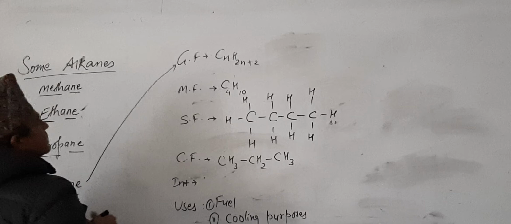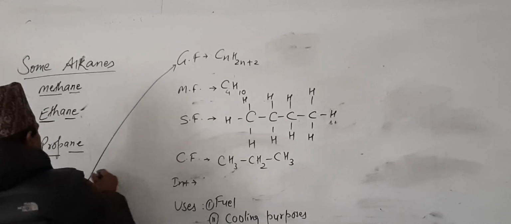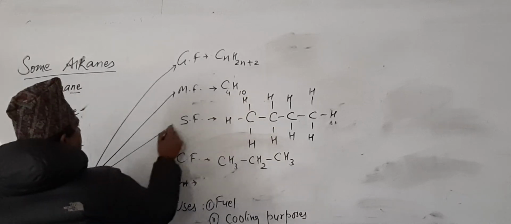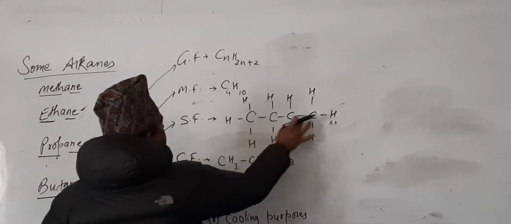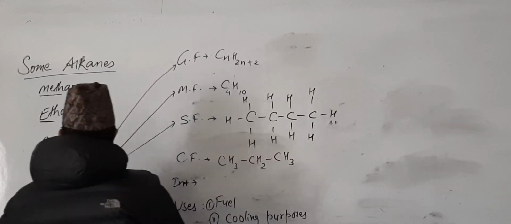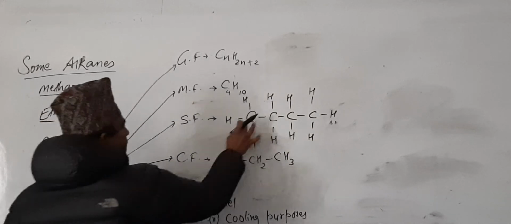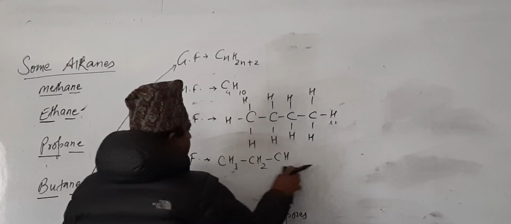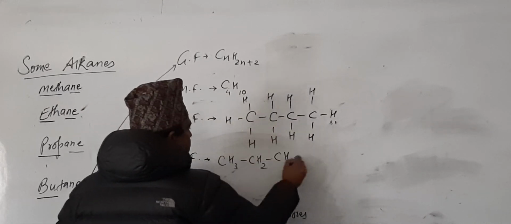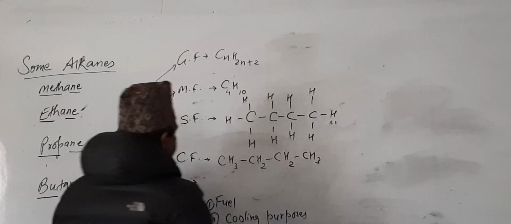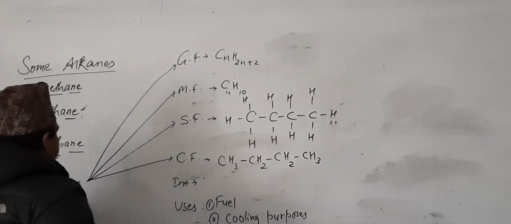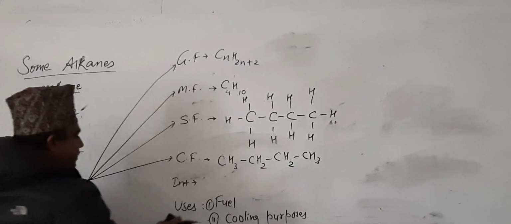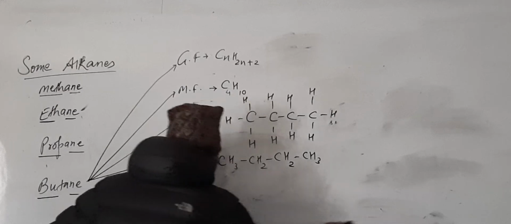Butane general formula is CnH2n+2. Molecular formula C4H10. Structural formula is CCCC, then all H. Now condensed formula: CH3, CH2, CH2 and CH3. Butane is the 4th member of saturated hydrocarbon. And what are the uses of butane?